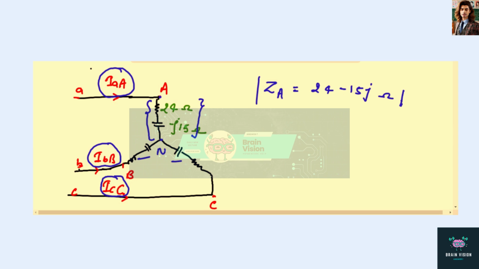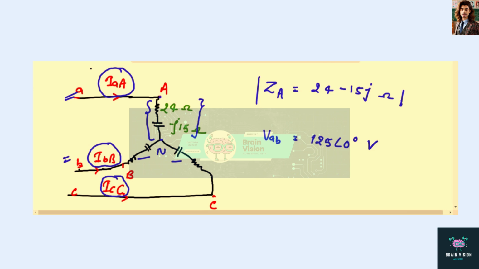if I look at the given values, the voltage across points A and B, V_AB, is given as 125 angle 0 degrees volts.